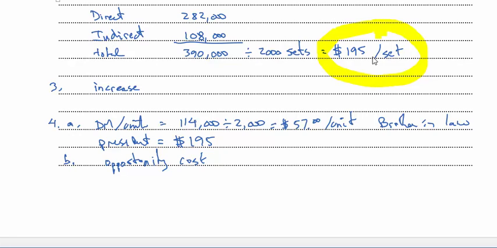So the opportunity cost in this case, because every one that they make, there's a market for, they can sell them. The opportunity cost in this case is the lost profit of $205, or the selling price minus the $195 that it cost them. That's essentially what the problem's getting at. And that concludes this problem.